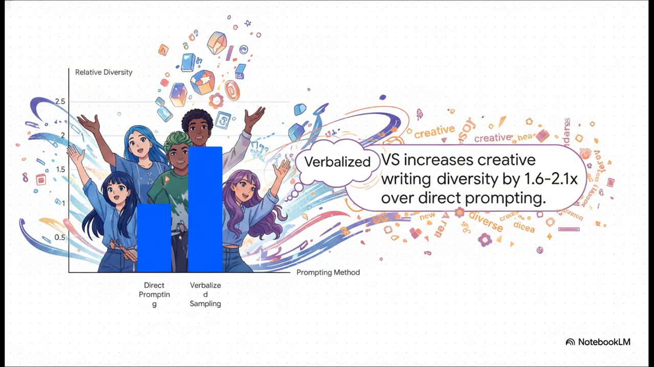And this isn't just us cherry-picking examples. The actual data is pretty wild. Research shows that using verbalized sampling can boost the diversity of AI answers by 1.6 to 2.1 times. That's not a tiny tweak, that's a huge leap in creative output. And it's all unlocked with just a couple of extra words.